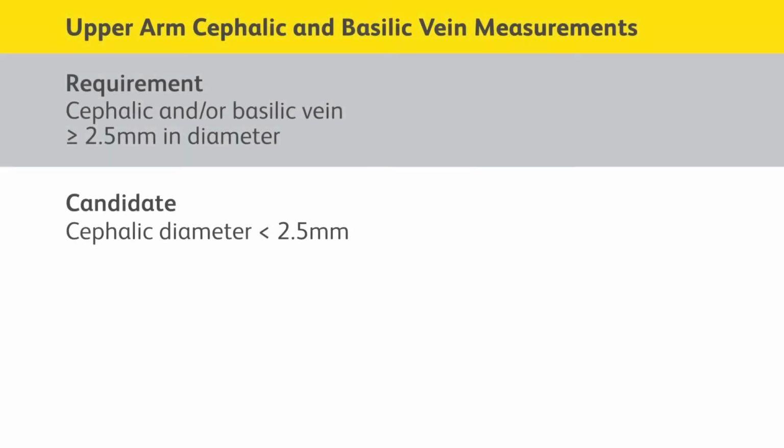If the patient does not have either a cephalic or basilic vein measuring at least 2.5 millimeters in diameter, the patient does not meet the minimum requirements and is not a candidate.